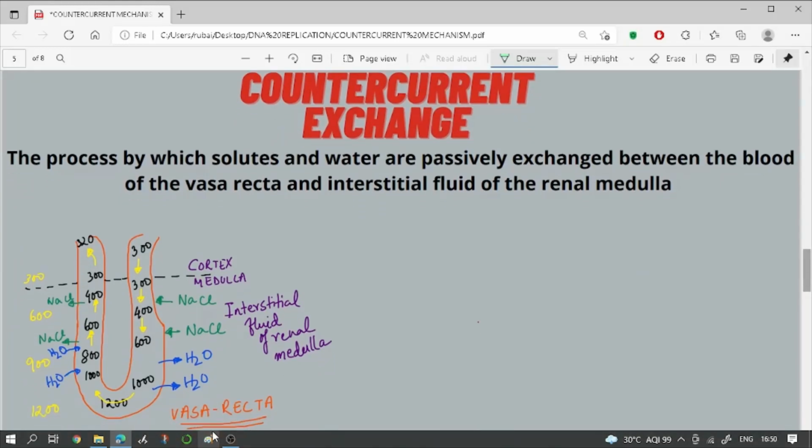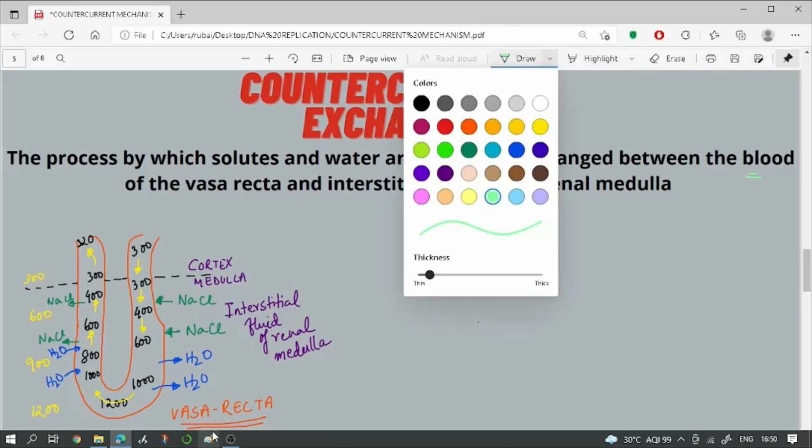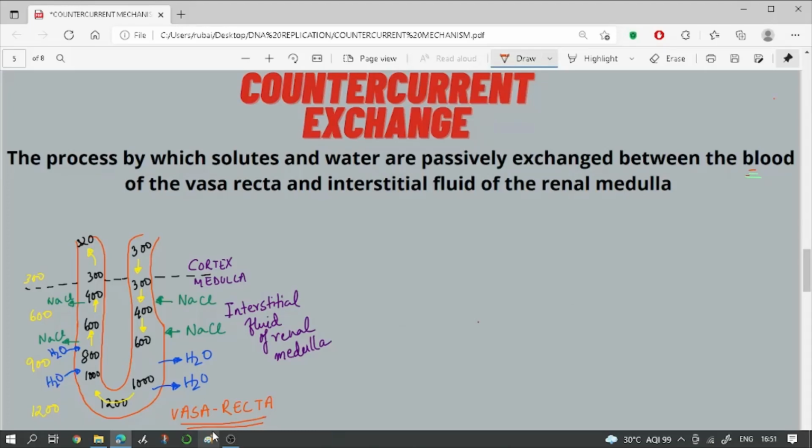Okay, so it is a process by which the solutes and water are passively exchanged between the blood of the vasa recta, let me change the color, let me take red, and the interstitial fluid of the renal medulla. Now remember that the vasa recta also consists of a descending and ascending limb that are parallel to each other and also parallel to the nephron loop, that is Henle's loop.